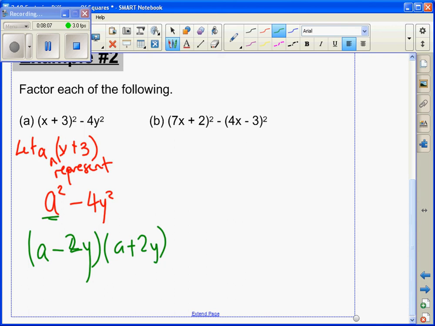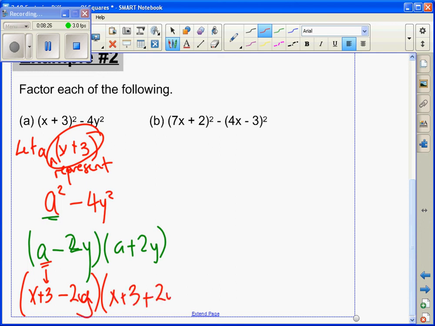And now we resubstitute back in, right? So we said in the beginning that x plus 3 was A, so we write x plus 3 where we see an A. X plus 3 minus 2y, and the other factor is x plus 3 plus 2y. We wind up with a trinomial multiplied by a trinomial, right? There are no more like terms inside those sets of brackets.